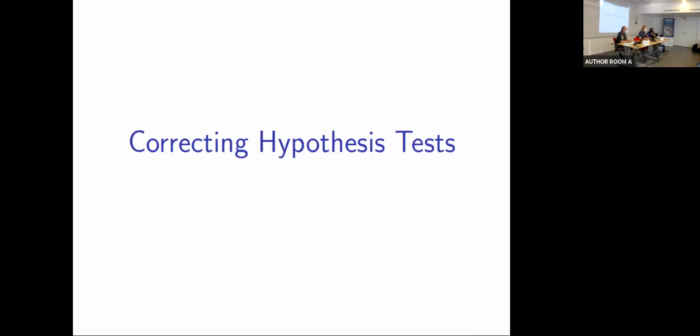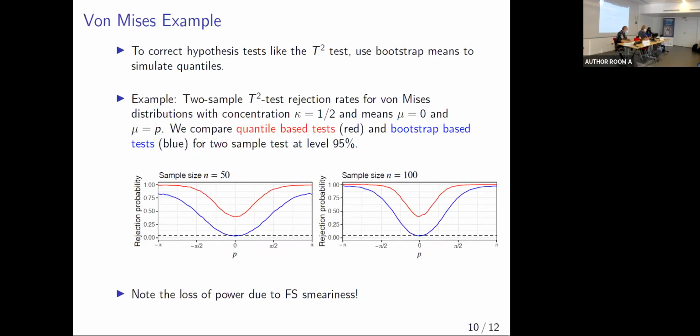Okay, so what can we still do in the case of smeariness? What we are first looking at will be a simple simulation for von Mises data, where we are looking at two von Mises distributions with a concentration of 1/2, right? And different means.